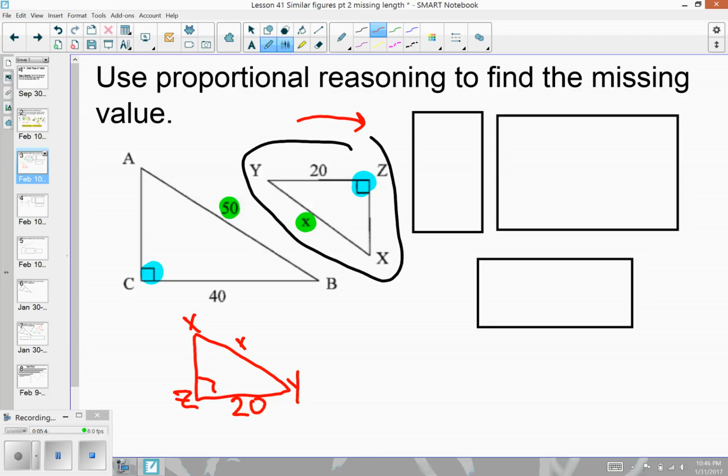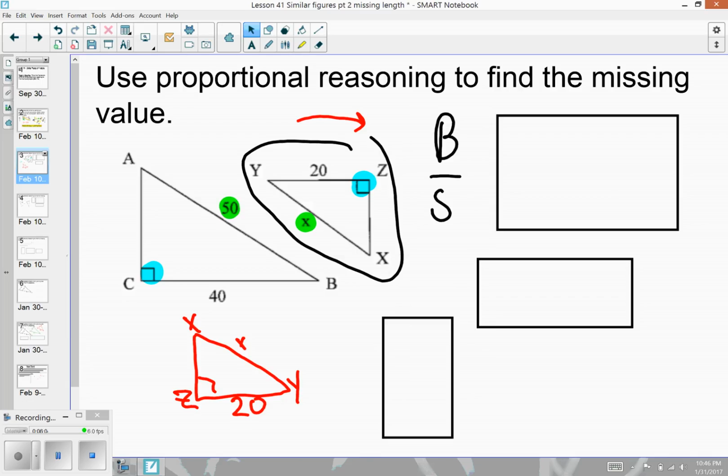If that helps to rewrite the orientation of the shapes so you can see them easier, you are always welcome to do that. So let's see, how would we set this up? We need to decide who we are comparing. If we're doing proportional reasoning, we always want to start with what we are comparing with each other. In this case, we're comparing our big shape to our small shape.